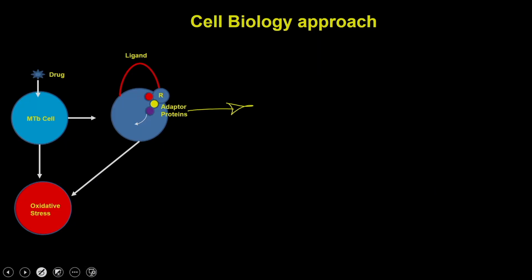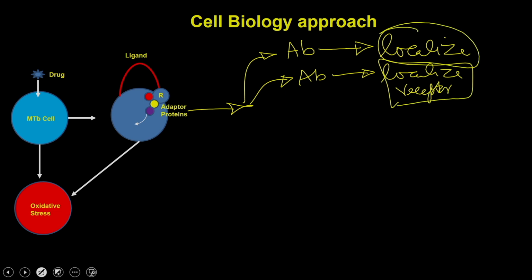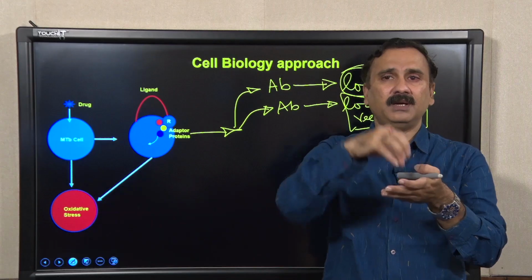So, imagine that you know the adapter proteins. Now, you can use the adapter proteins to generate the antibodies. These antibodies you can use to localize the adapter proteins, and you can also use antibodies to localize your receptor. Once you do that, if they are an adapter protein of that particular receptor, they are going to give you co-localization, which means the signal is going to come out from the same point.